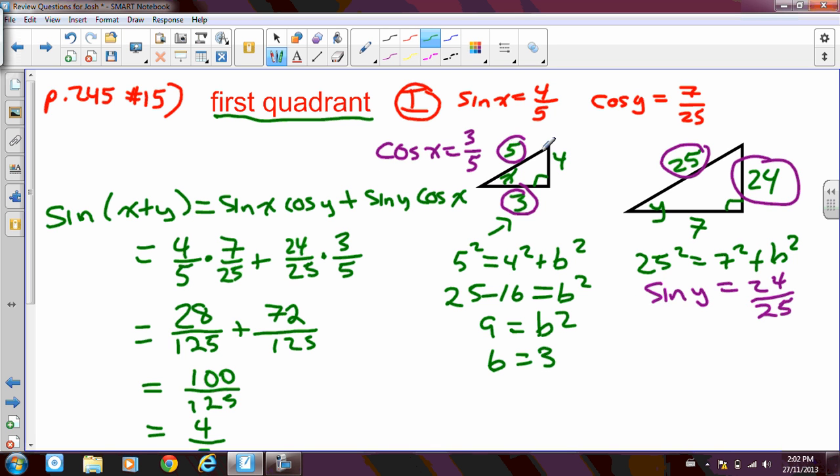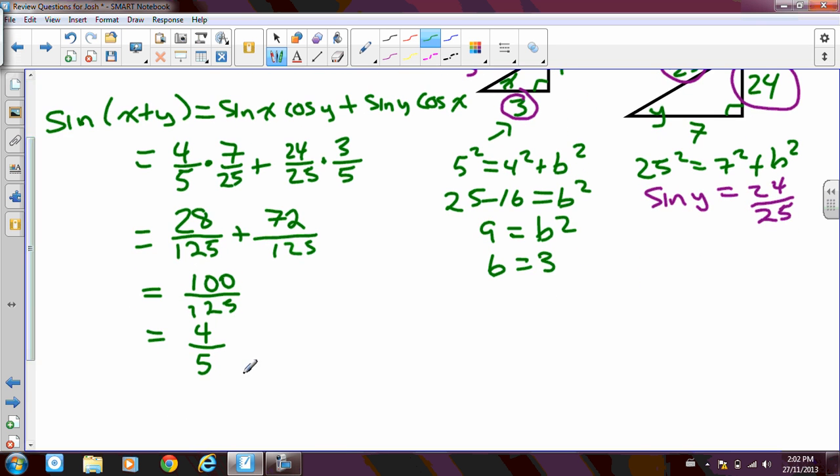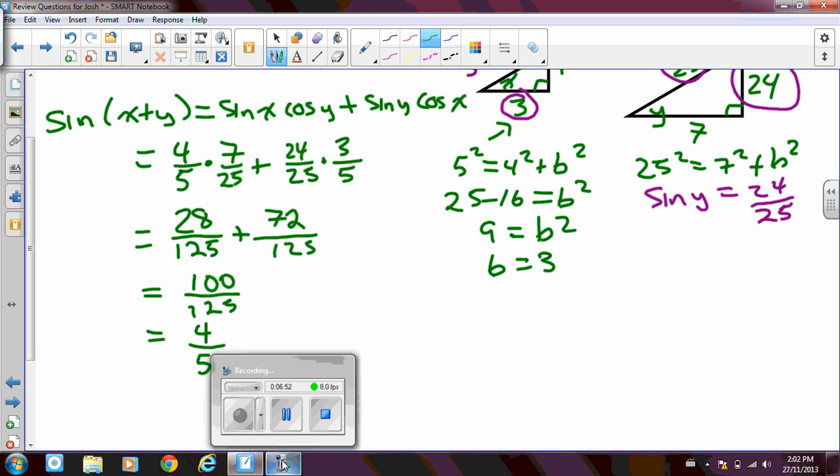After that, using the Pythagorean theorem to find the missing values, and then again, this is given to you, this equation that sine x plus y is equal to sine x times cos y plus sine y times cos x. And then, of course, you have to plug in the values and work with the fractions a little bit. I'll leave that one there.